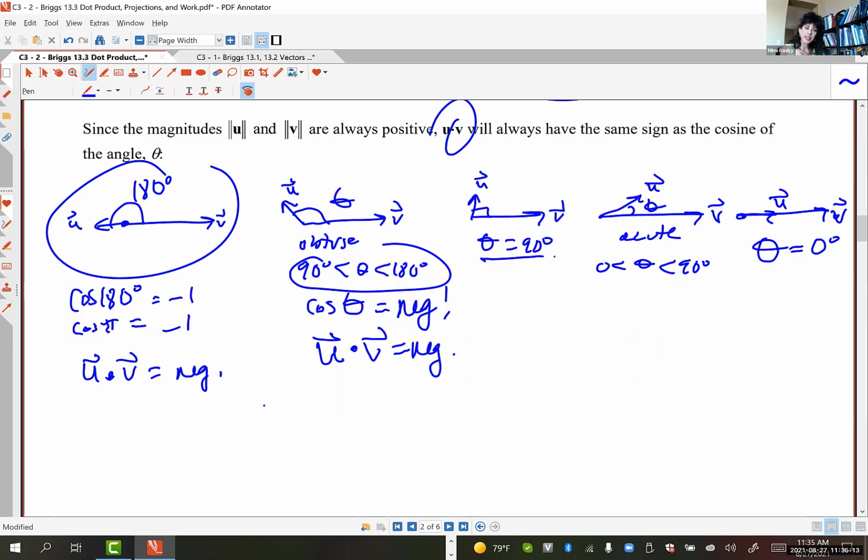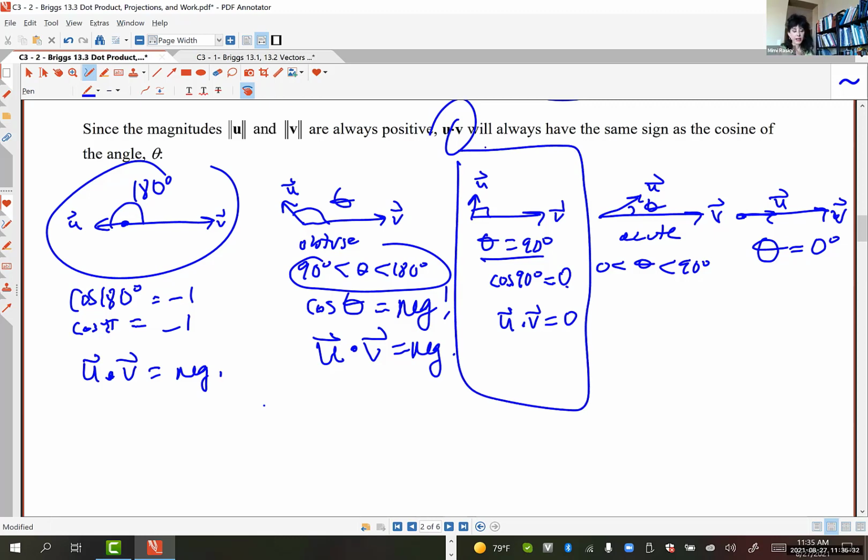How about if your theta is 90 degrees? What's your cosine doing then? Zero. Very good. So if your cosine is zero, you're guaranteed that the dot product is zero. Put a big box around this diagram because that's going to come up in about two shakes. We're going to do a definition for that one.